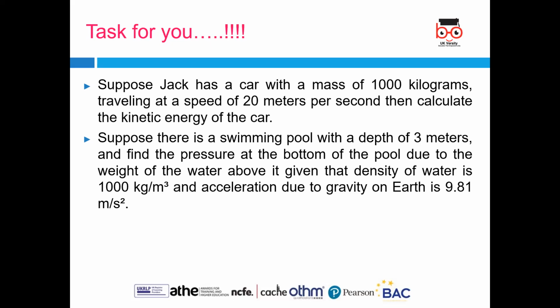Another example: suppose there is a swimming pool with a depth of 3 meters. Find the pressure at the bottom of the pool due to the weight of the water above it, given that the density of water is 1,000 kilograms per meter cube and acceleration due to gravity on earth is 9.81 meters per second square. You can give it a try and let me know your interpretation. You are free to use Google or books to carry out this calculation.